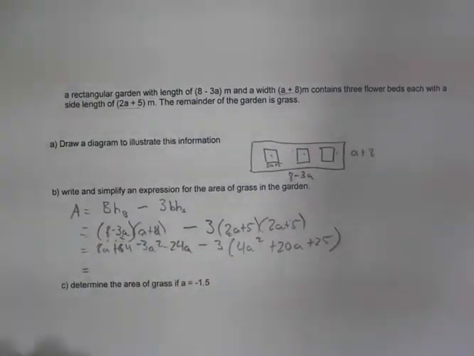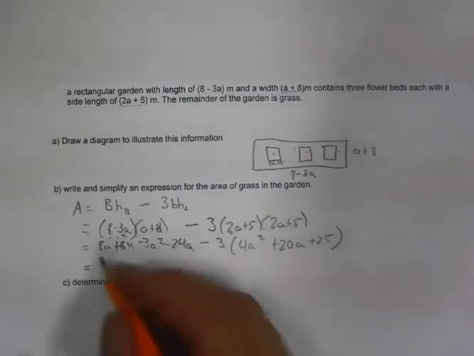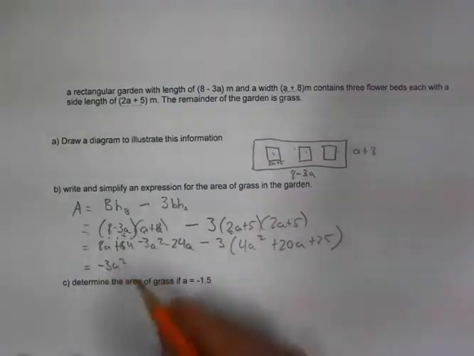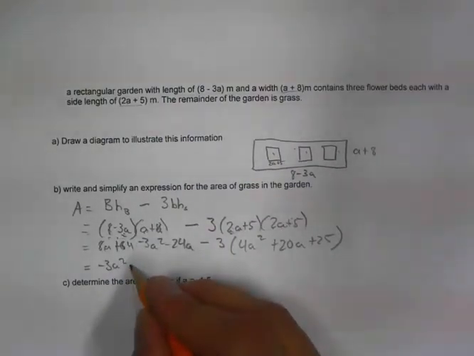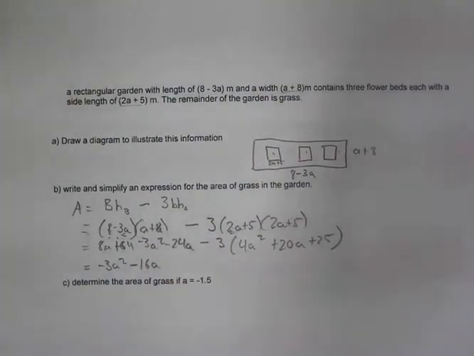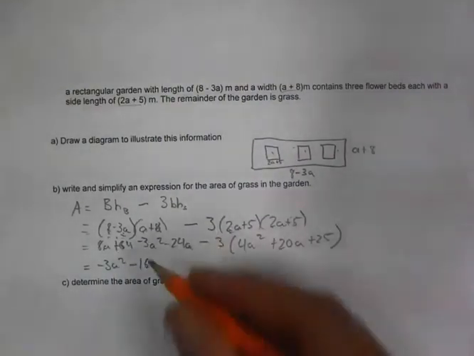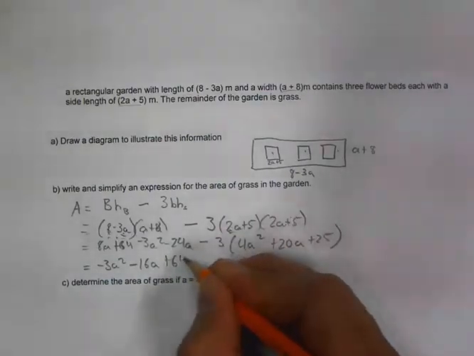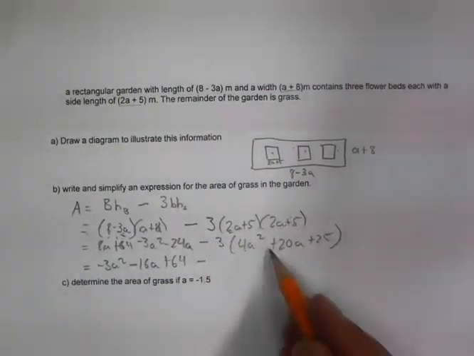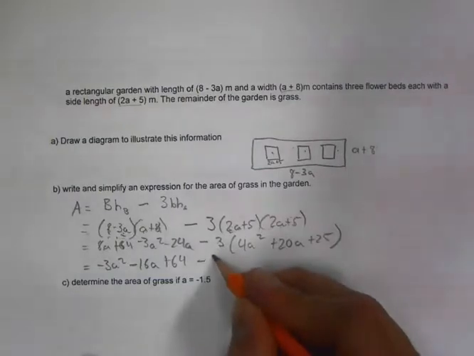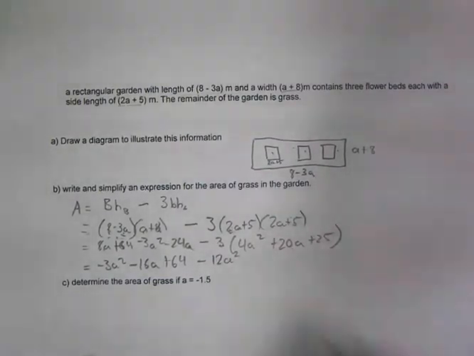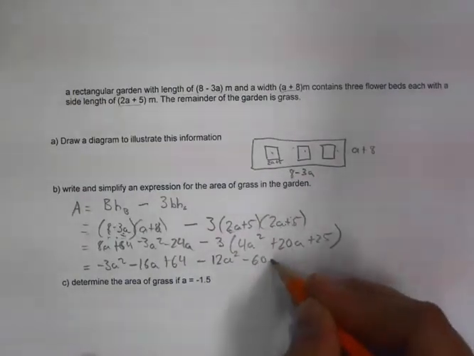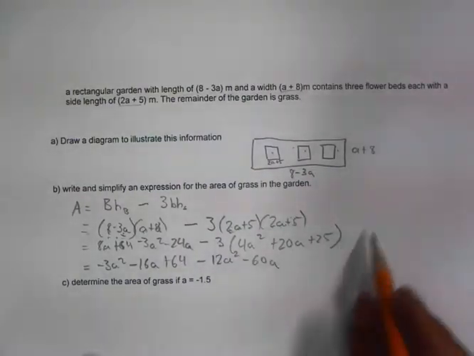Now, let's multiply everything out and simplify everything. Here, I'm going to end up with negative 3a squared. And then I'm going to have 8a and 24a, which will be minus 16a. And then we are left with positive 64. Now I want to subtract, so negative 3 multiplied to everything, which will give me negative 12a squared. Then negative 3 times 20 is minus 60a. And then negative 3 times 25 will be minus 75.